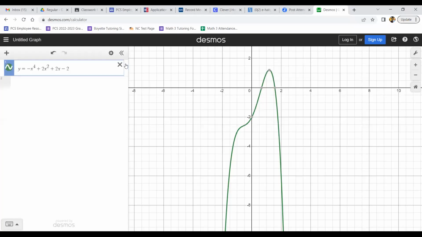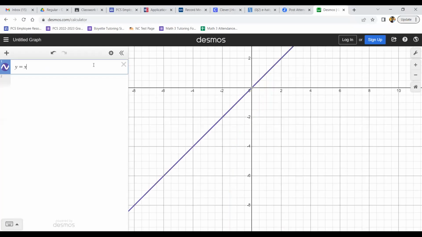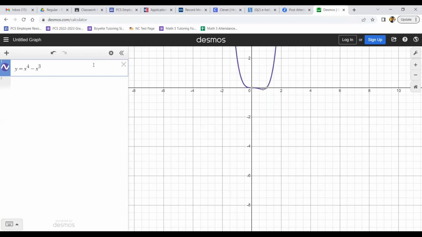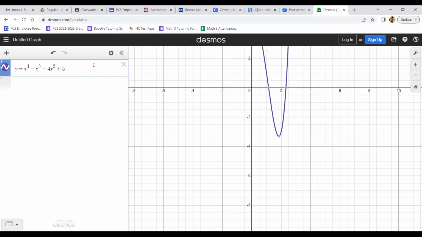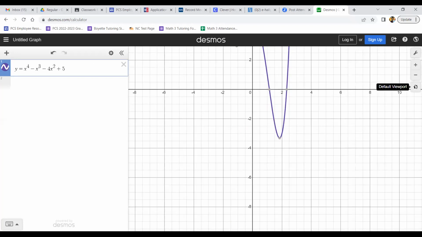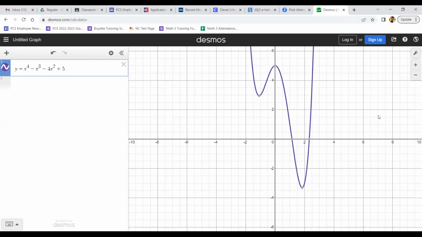So x to the 4th minus x to the 3rd minus 4x squared plus 5. Okay, and now right here, I can't see everything I need to see. If you ever want to go back to the normal screen on Desmos, you can click the home button and it goes back to normal. And then you can also zoom in and zoom out with your fingers, which I think we all know.